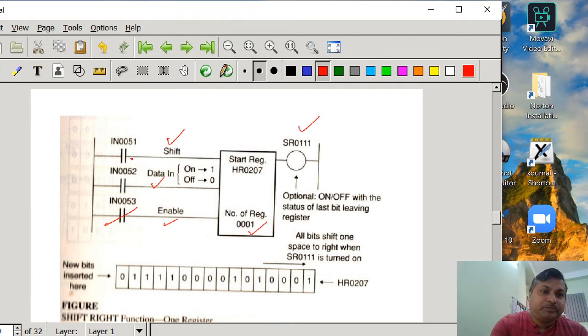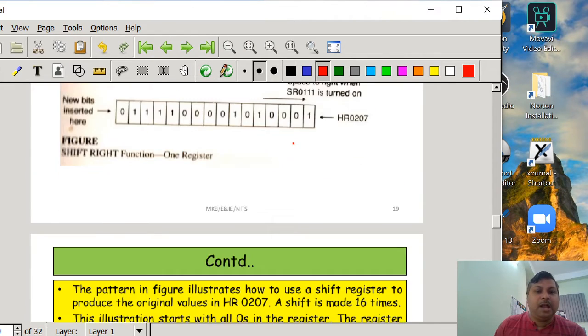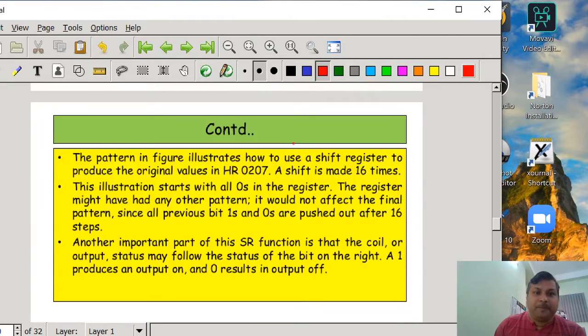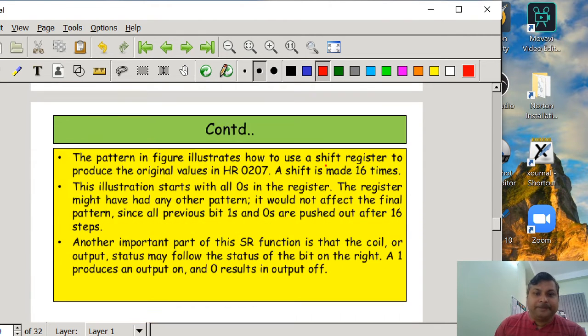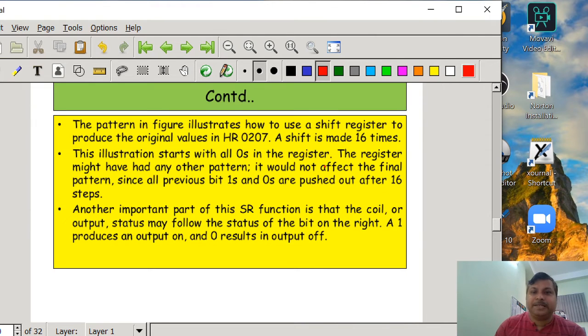Okay, and for the shifting operation the IN51 should get a pulse, and the pulse may be at regular intervals. Whenever it receives a pulse, at that moment if the IN52 is closed then 1 will be inserted, and if it is open then 0 will be inserted. That is the way the shift right is going to work. And how is it going to reload the data? Now the pattern in the figure illustrates how to use a shift register to produce the original values of HR207, which is indicated here. Okay, and the shift is made 16 times because 16 data bits have to be entered, so 16 pulses are required to reload the data as per our desired pattern.